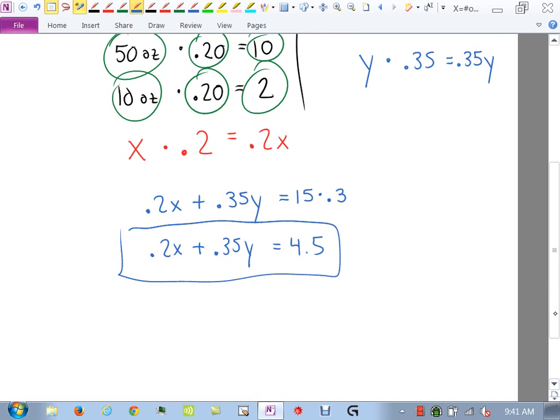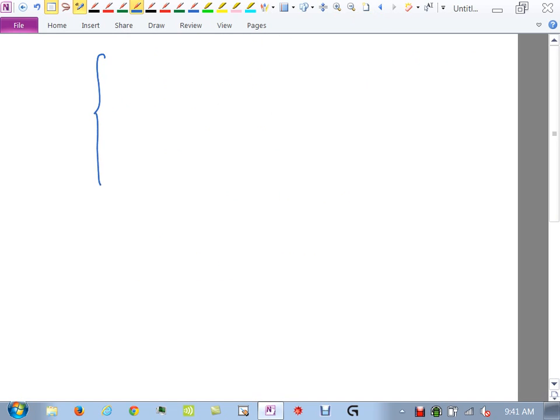So as I go back and I put that together with the first equation, I'm going to write my system on a new page. Okay, the first equation we had was that when we add the two together, I have to have 15 ounces. And now I just got 0.2x plus 0.35y must equal 4.5. And we get to choose how we want to solve this. So any questions or any recommendations, suggestions here, what we should do?